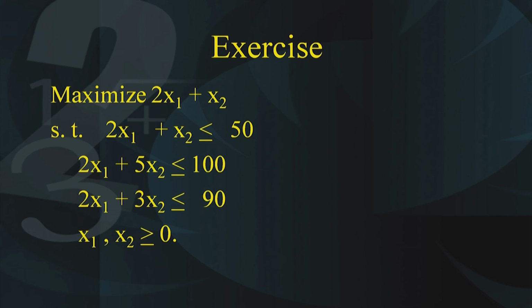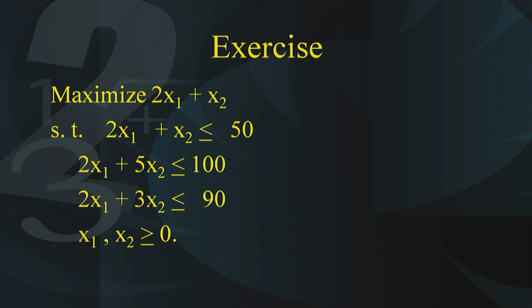So, finally, we conclude this lecture, and as an exercise, I want you to solve this problem: maximize twice x1 plus x2 subject to twice x1 plus x2 less than or equal to 50, twice x1 plus 5 x2 less than or equal to 100, twice x1 plus 3 x2 less than or equal to 90, x1 and x2 both greater than or equal to 0.